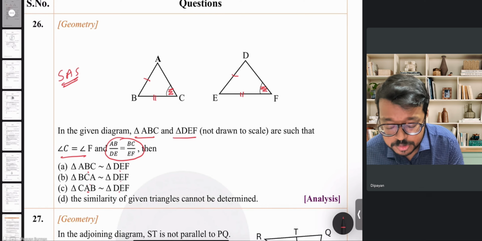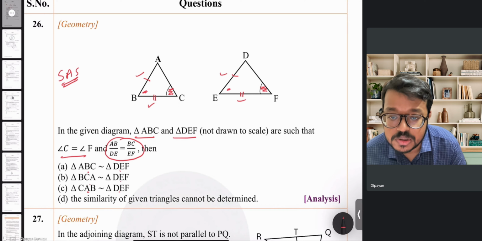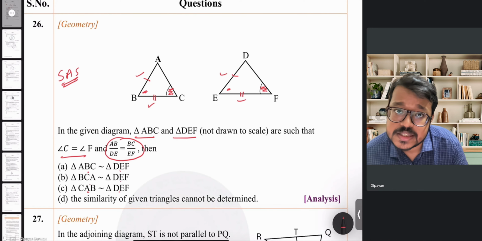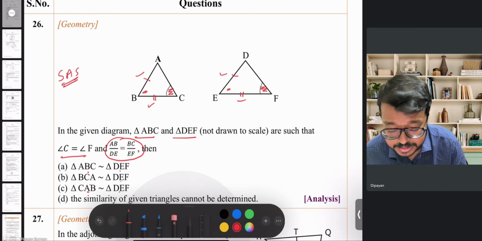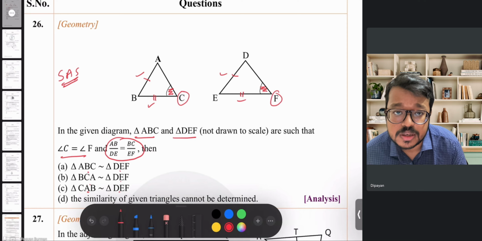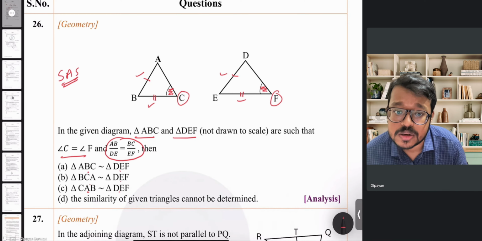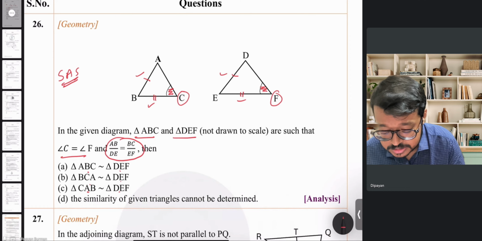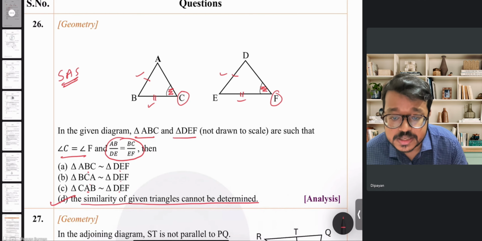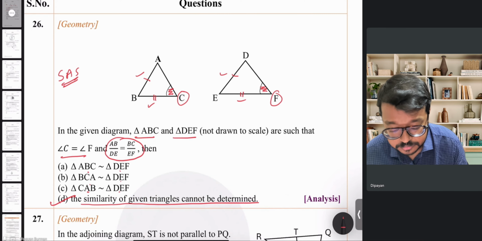So the pair of corresponding sides are AB, BC, and DE, EF. So in case angle B was given as equal to angle E, then the SAS condition could have been applied. But in this case, instead of B and E, I have angle C and angle F given equal. But that will not help me prove that the triangles are similar at all. So the correct answer is that the similarity of the given triangles cannot be determined just by the given information.